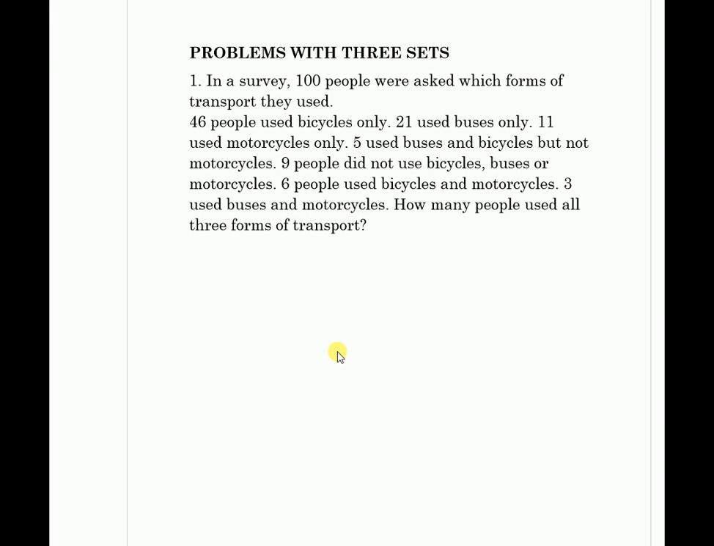6 people used bicycles and motorcycles. 3 used buses and motorcycles. How many people used all 3 forms of transport? Let us set up a Venn diagram. We shall need a Venn diagram for this.